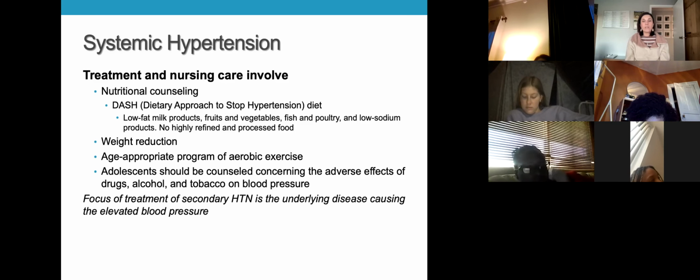And then in the event that we have secondary hypertension, then we will have to figure out what the underlying disease is that's causing that elevated blood pressure. And that's what we will target our treatment towards.